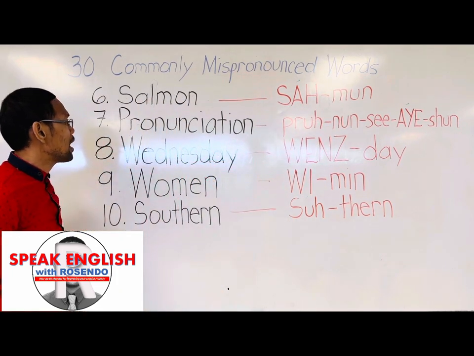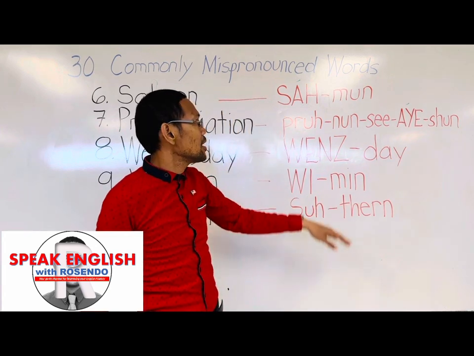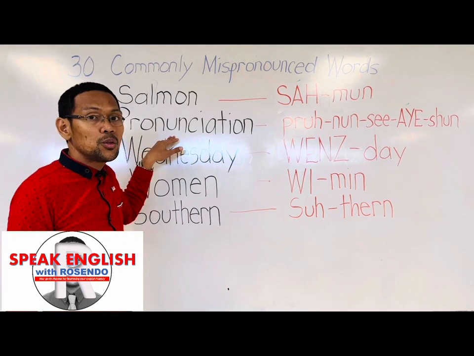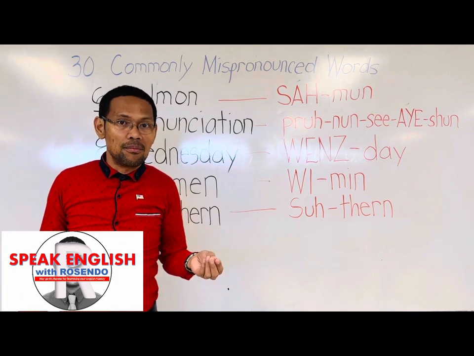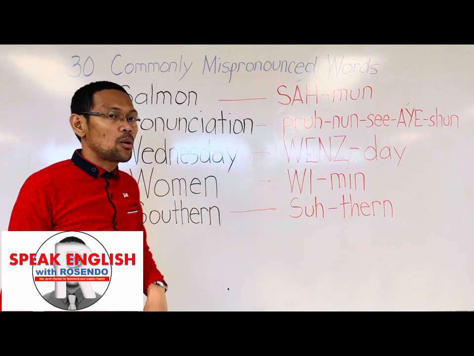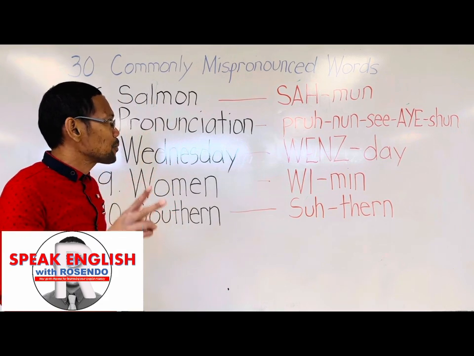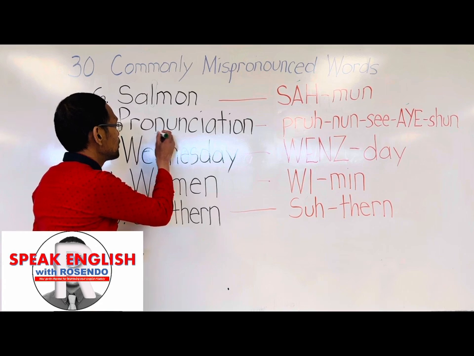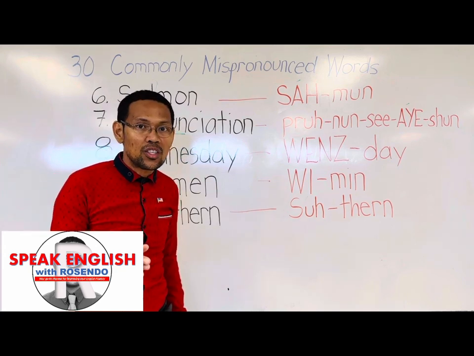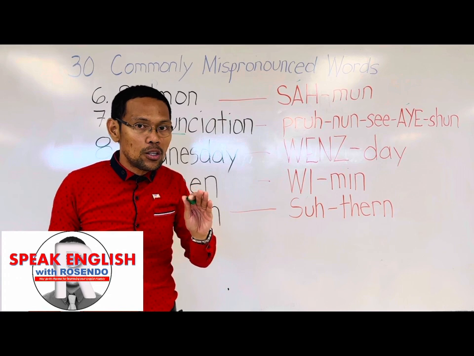Okay, next, number seven, we have pronunciation. The emphasis is on the fourth syllable. This is a five-syllable word from the root word pronounce. Pronounce is a verb, an action word. But once you transform that into its noun form, we come up with the word pronunciation. Take note of the second syllable: it's not noun, like pronounce, but none.